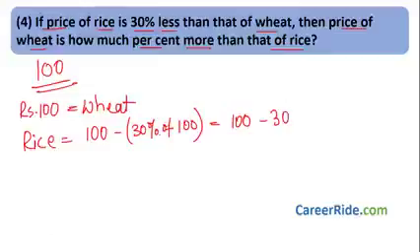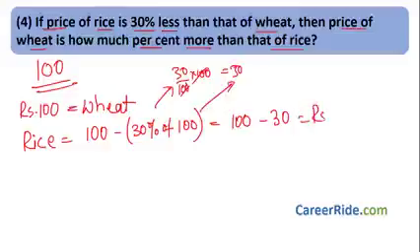How to calculate 30% of 100? Very easy, two methods. 30 divided by 100 multiplied by 100, so you will get 30, or 10% of 100 is 10. Multiply 3 times, we get 30. Same answer, right? You will get rupees 70.